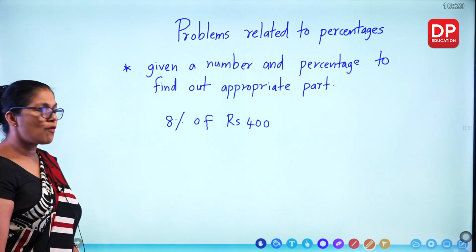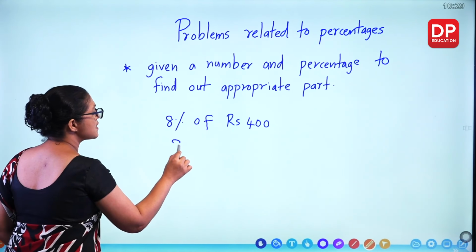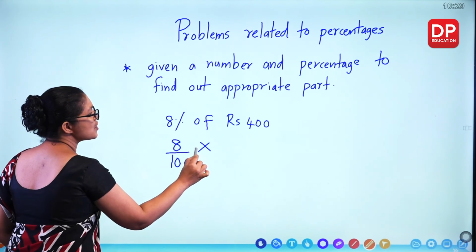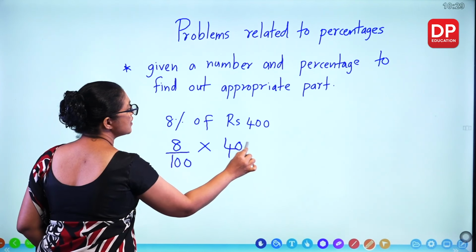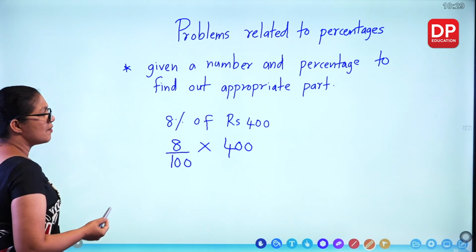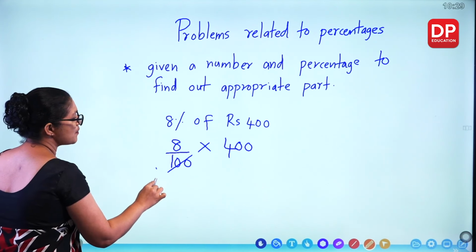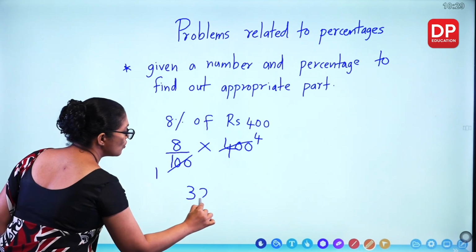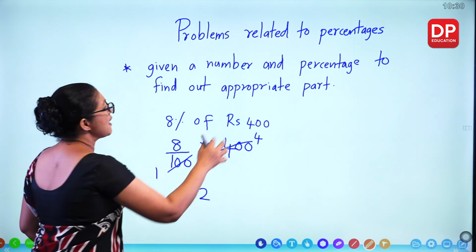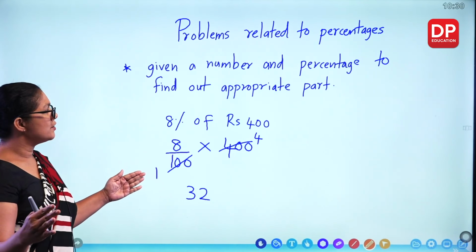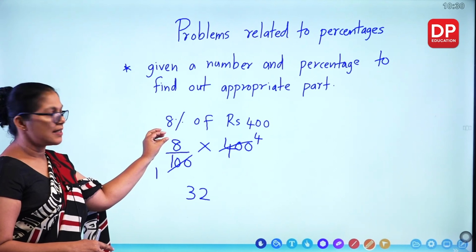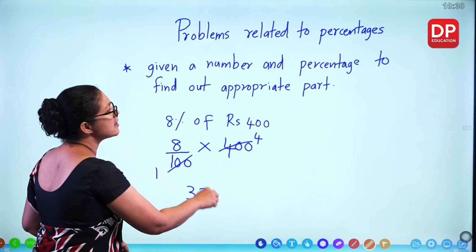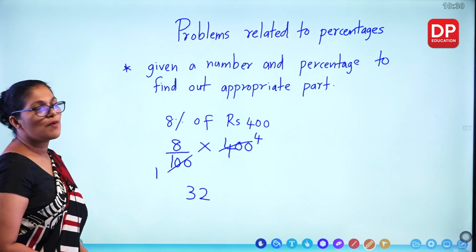8% of 400. So what we do, 8% means 8 over 100. Of means multiplication. 400 is the value. Now simplify. 100 times 1, 100 times 4. 4 times 8 is 32. So this means if we take 400 values, 8% is 32. So we can find a part of a percentage value.